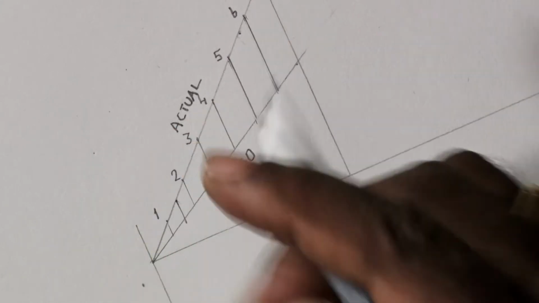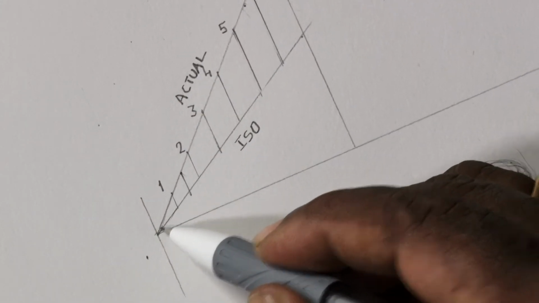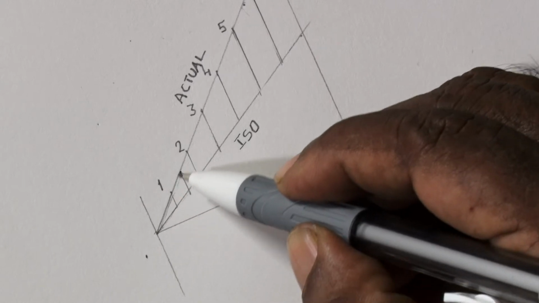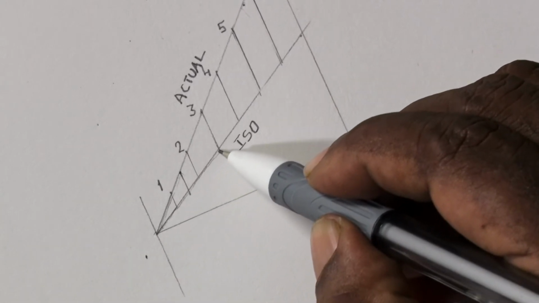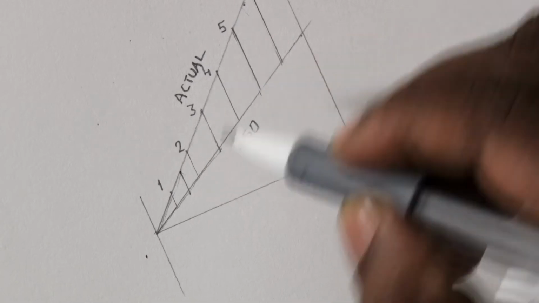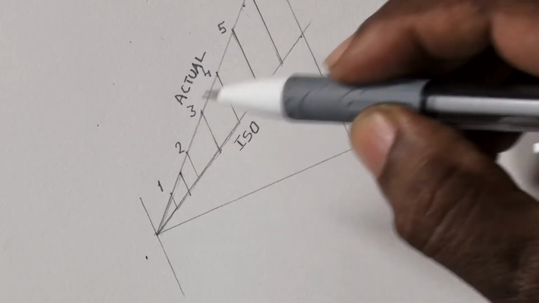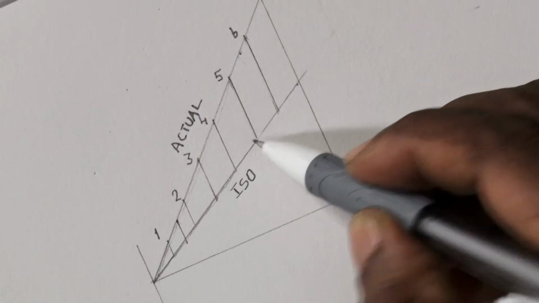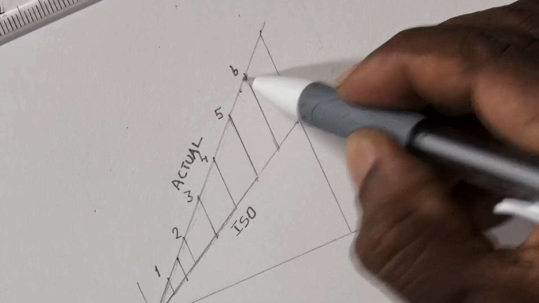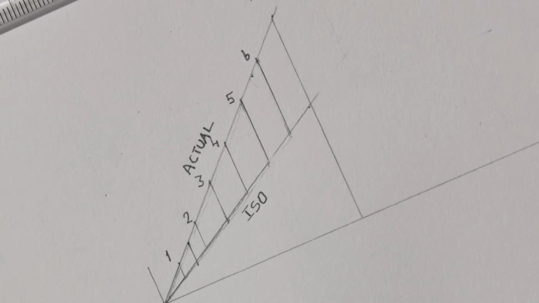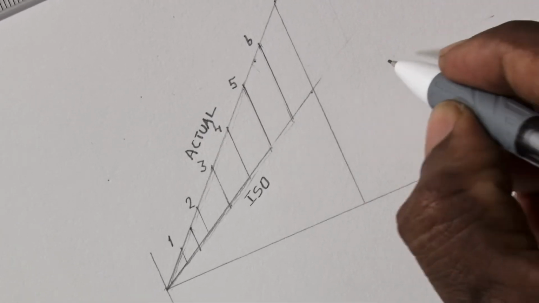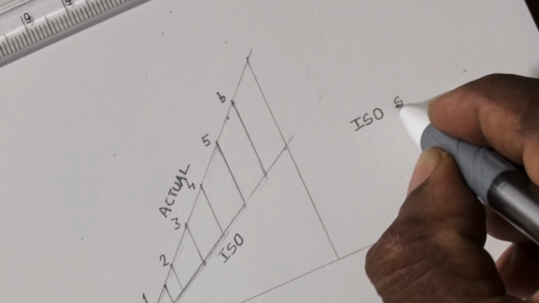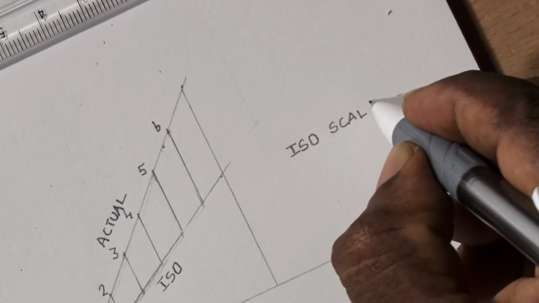Therefore actual 10 mm becomes iso 10 mm. Actual 15 mm becomes iso 15 mm. Actual 30 mm becomes iso 30 mm. Actual 40 mm becomes iso 40 mm here. Similarly, actual 50 mm becomes iso 50 here. Next, the last one, actual 60 becomes iso 60. Now with the help of this, we can draw the front view of the combination of solid.